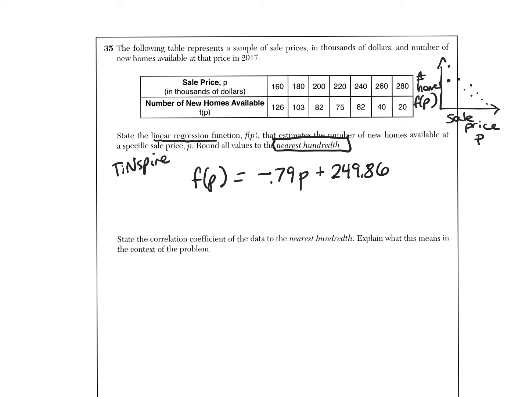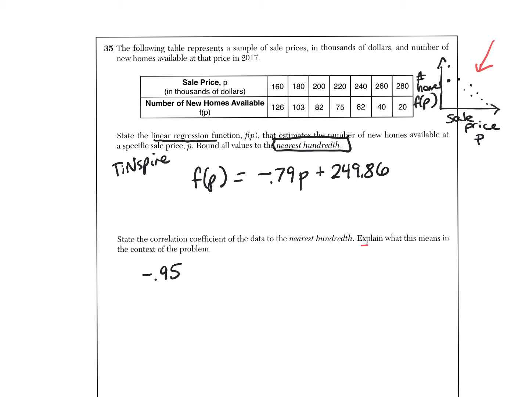And now it says state the correlation coefficient. This is also going to be in your calculator, negative 0.95. You can already tell up here from your little sketch that you drew, it is a negative relationship. As the sale price increases, the number of homes available goes down.